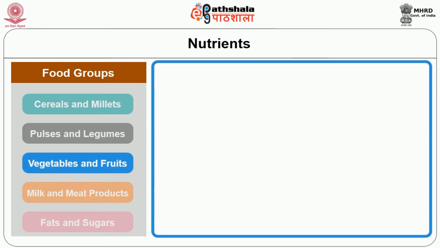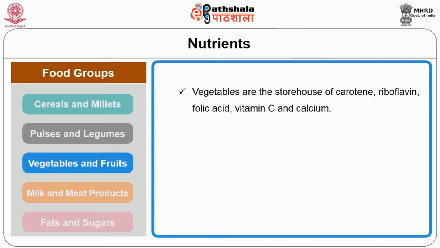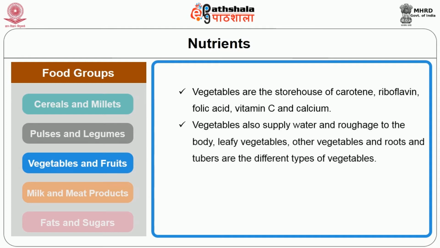Now let us move on to see what are the nutrients that are given by the third food group, which is vegetables and fruits. Vegetables are the storehouse of carotenes, riboflavin, folic acid, and all sorts of vitamins and minerals, especially vitamin C, calcium, and so on. Vegetables also supply water and roughage to the body, that is the fiber.